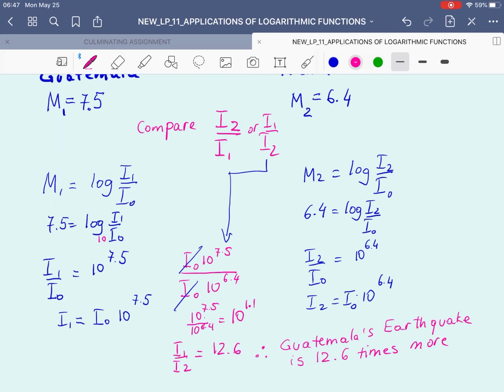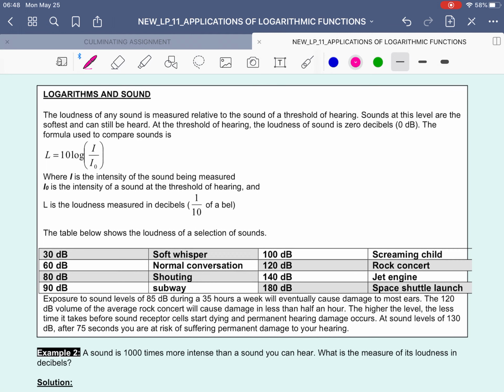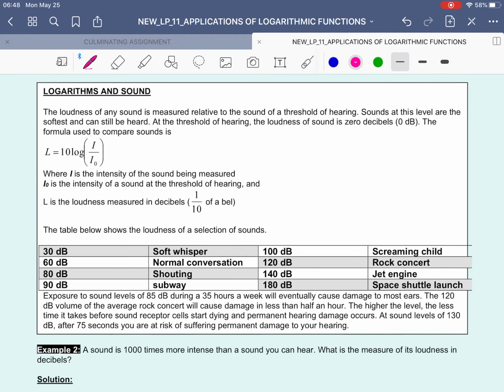So notice how by using the log, or by using the exponent, we were able to describe two quantities that varied largely between each other. Okay, so moving on to another use of logarithms: when we describe sounds.